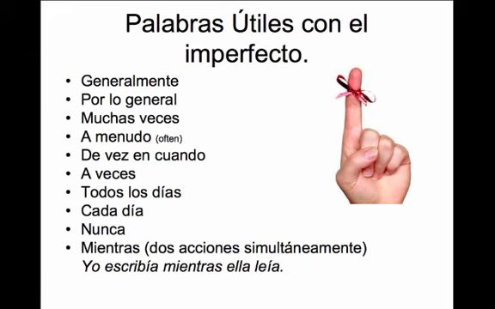Mientras is when we talk about two actions taking place simultaneously, which would be "while" in English. So yo escribía mientras ella leía. I would write while she would read. Maybe you're describing how something used to be or a situation in the past. So don't forget, when you see these words, you will always be using imperfecto to describe the past.